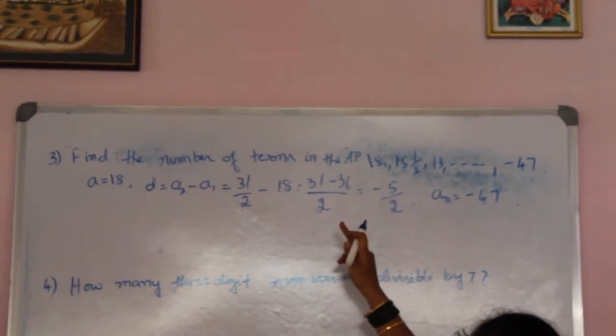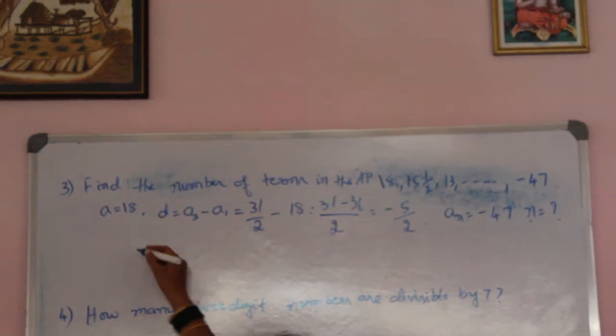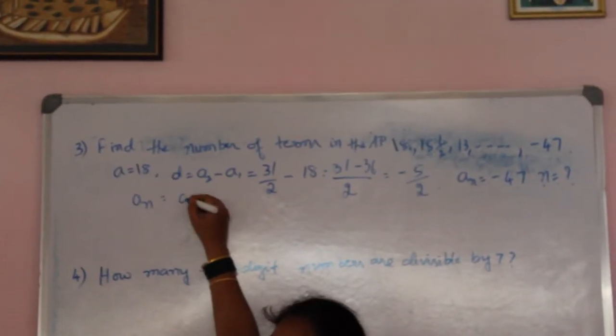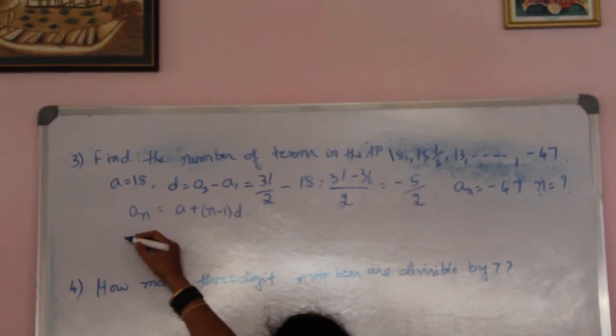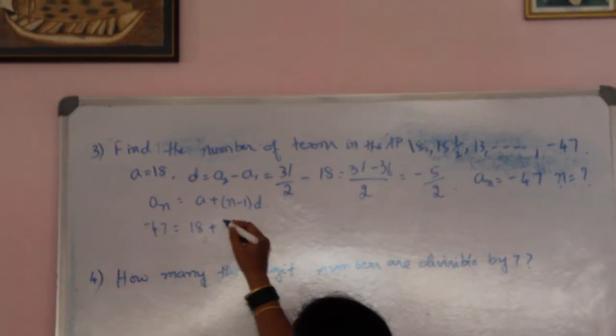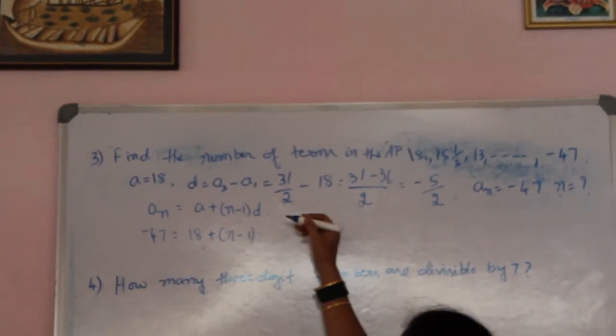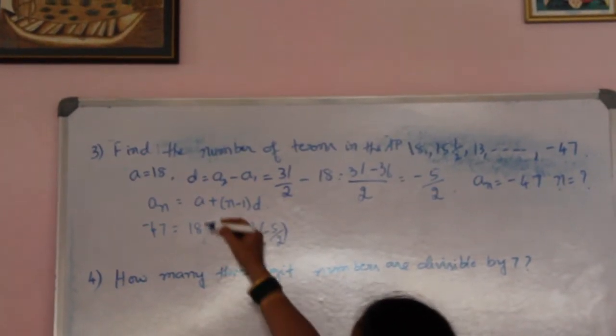Find the number of terms they are asking here. So you have to find out N equals question mark. Write the formula: An equals a plus (n minus 1) into d. An is minus 47 here. A is 18, plus n we don't know, we have to find out the n. d is minus 5 by 2.